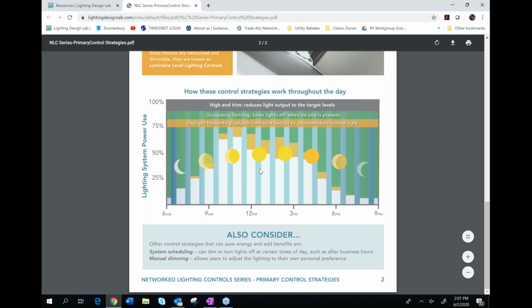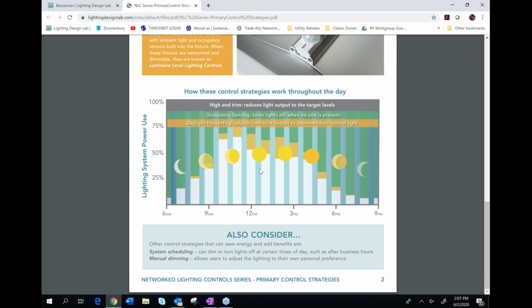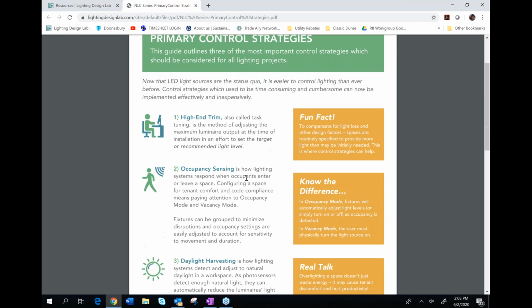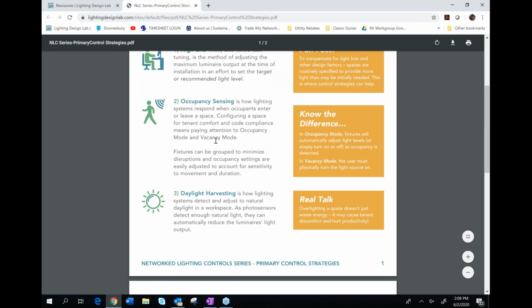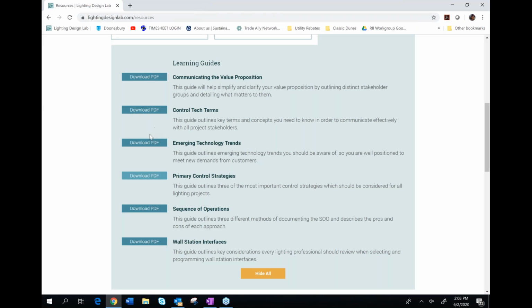Not only is this great for educating maybe new employees who are learning controls as they talk to customers, it's also great for educating customers. You can explain to them it's not about a single control strategy. It's about all these control strategies working together. Yeah, and that graphic at the end is great as it does layer everything together and you can tell the story. The next one I want to talk about is the sequence of operations one.